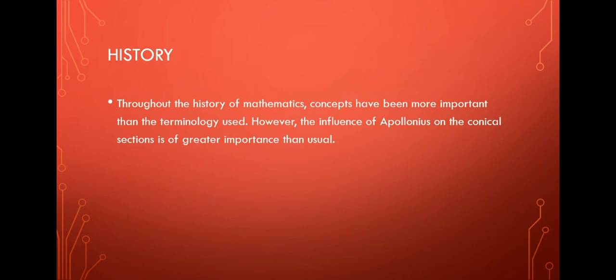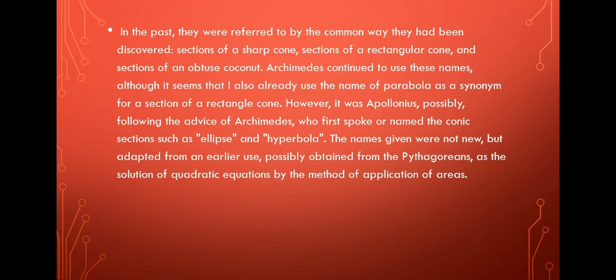History. Throughout the history of mathematics, concepts have been more important than the terminology used. However, in the case of Apollonius and the conic sections, the terminology is of greater importance than usual. In the past, they were referred to by the way they had been discovered: section of the acute cone, section of the right cone, and section of the obtuse cone.